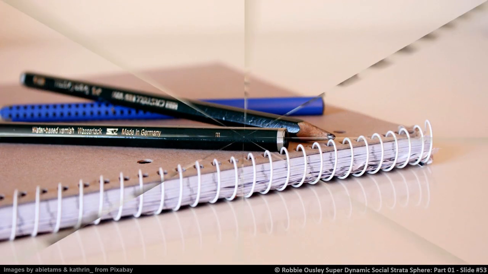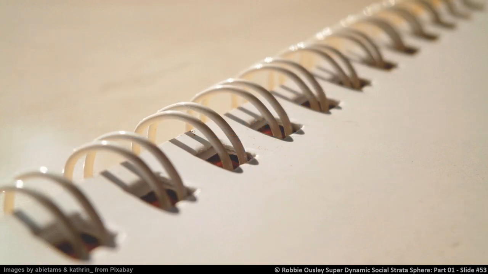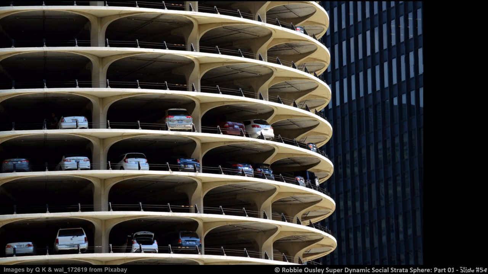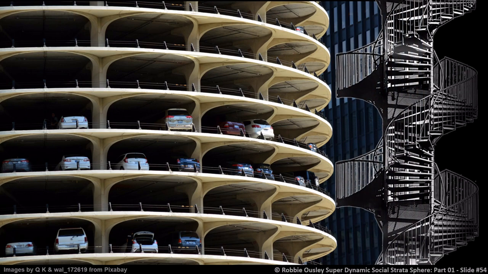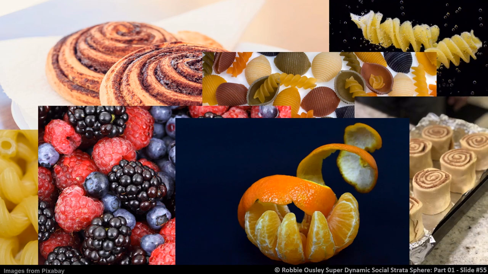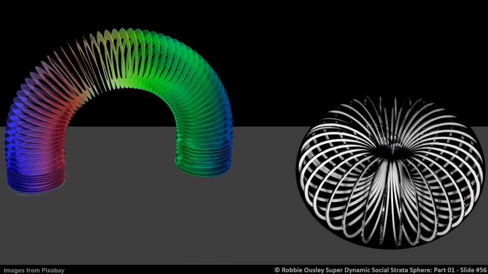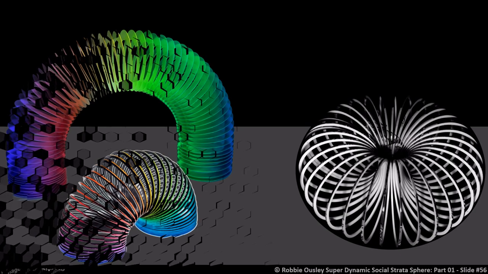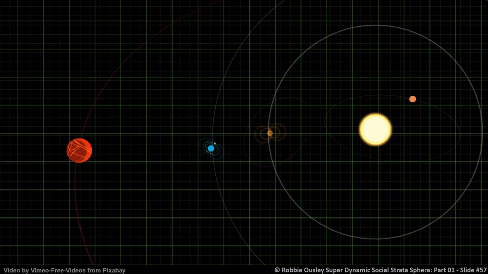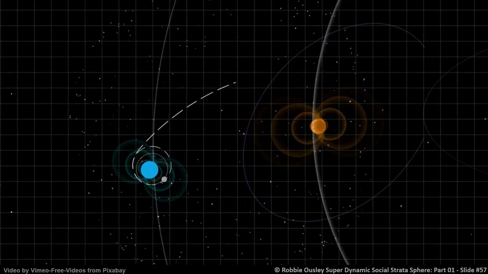Many books, notebooks, manuals, and training guides have strong spiral bindings. Stairways and roundabouts are spiral ways of lifting people and vehicles to destinations and conserving space in tight areas. Foods use natural and man-made ways of making spirals work for us. Toy slinkies, yo-yos, spinning frisbees, and party decorations use spirals to enhance their appearance and fun uses. Spaceflight utilizes spiral paths to speed up and slow down around celestial bodies.